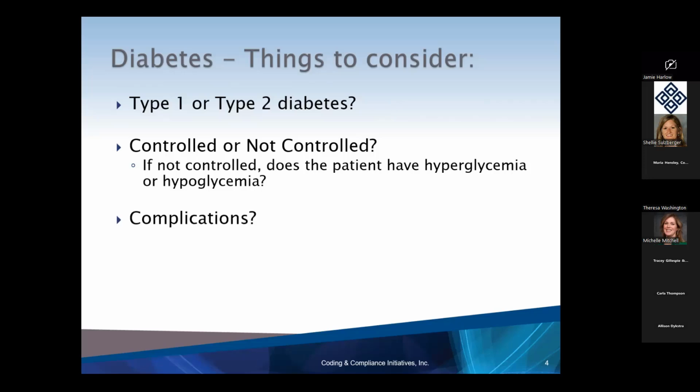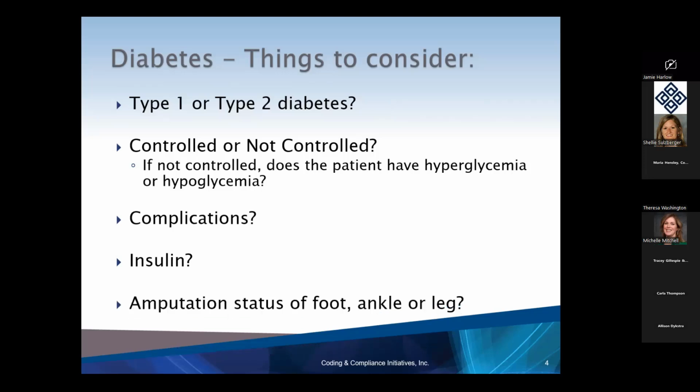We need to know if your patient has any manifestations from the diabetes, and if so, what are those? We also need to know if your patient's on long-term insulin. We also want to know if the patient has any amputations, foot, toe, ankle. Those are often missed, and some of those amputations or acquired absences are HCC codes. So we want to make sure to capture those at least one time per year.